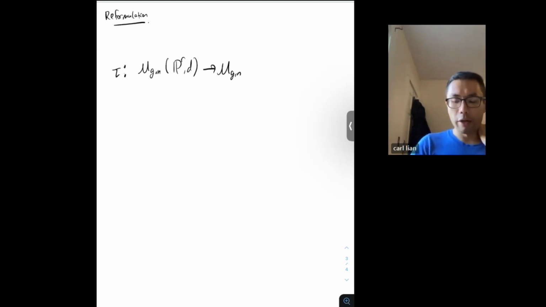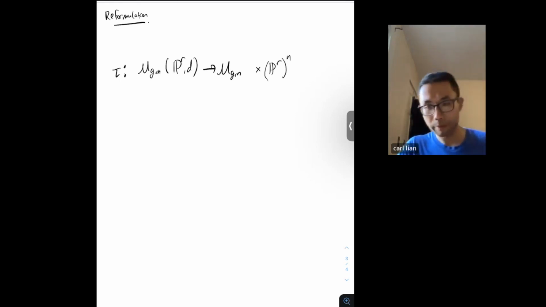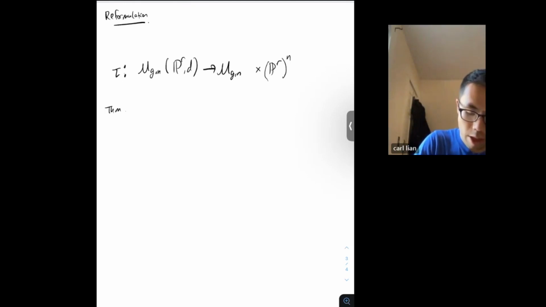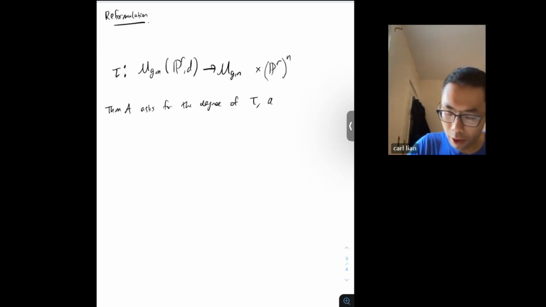And on the other hand, I have n evaluation maps where I just take my n marked points and ask where they get sent to. So I can take my map and remember the data of a pointed curve and n points on P^r. And I'm asking about the degree of this map, right? So theorem A asks for the degree of this tau, assuming the appropriate transversality.